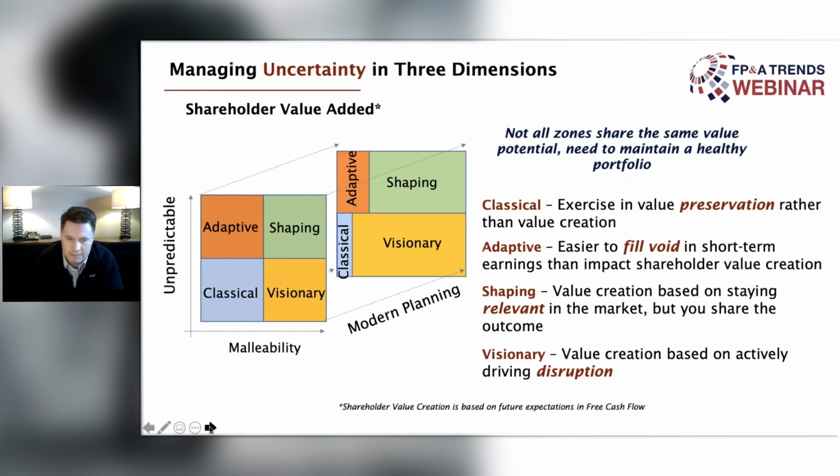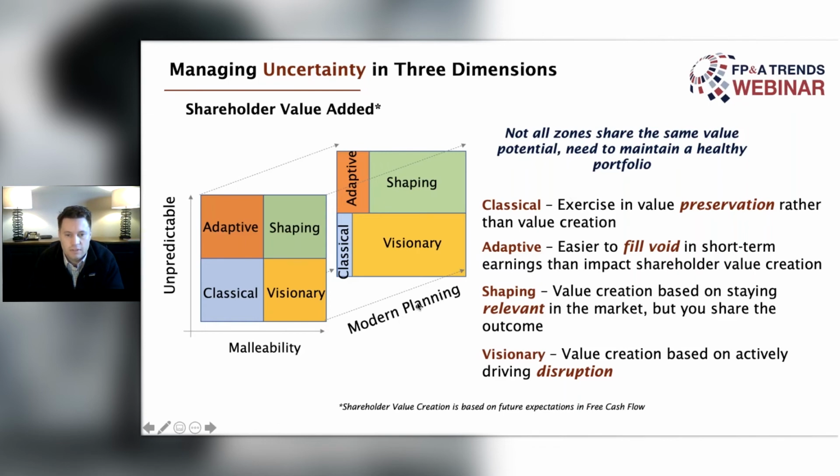Again, we talk a lot about adaptive. We think there's a lot of value there, but in reality, you're sort of filling voids and in short-term earnings and things like that. So it's not as much of a value creator as it could be. As you move into the shaping zone, here's where there actually is a lot of opportunity to create value for your company. But you have to realize that in that world, you're sharing the outcomes with other participants, right? Other companies. You're not going it alone, and therefore you have to share that value.